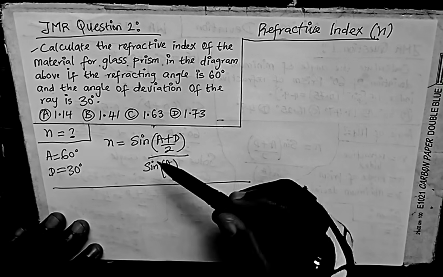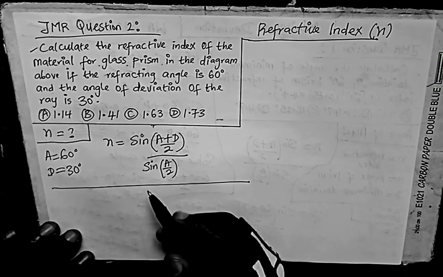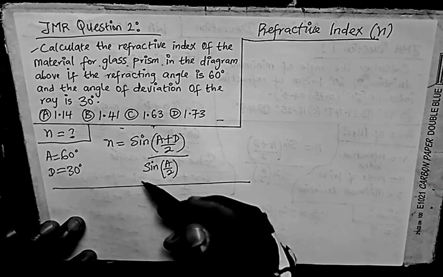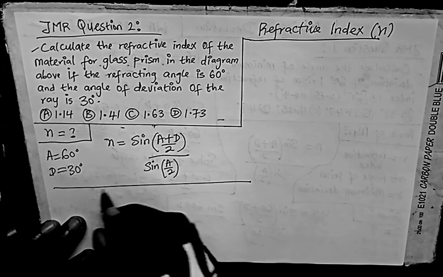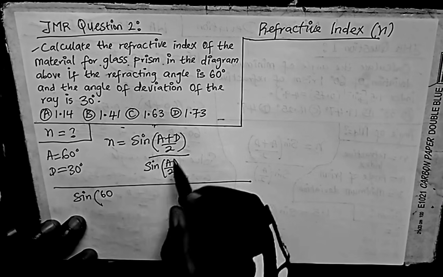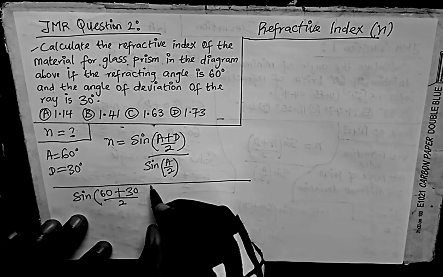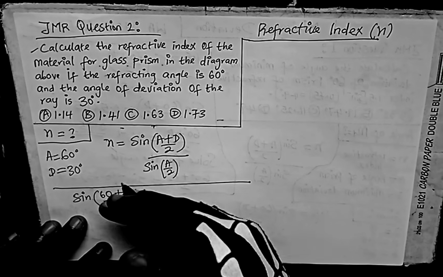Sharp. So substituting into this formula, we do the numerator before the denominator. For the numerator we have sine, bracket open, A which is 60 plus D which is 30, over 2, bracket close. Let us solve this one and get the answer.